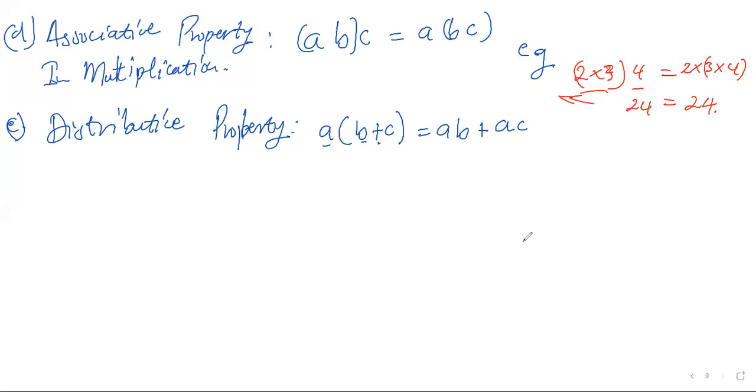Very easy. I think there's no need for me to give an example, but let me write an example. If you have 7 times 1 plus 2, it should be equal to 7 times 1 plus 7 times 2. This is 7, this is 14, so it's going to be 21. Or we can simply solve what is in brackets first. We're going to get 3 times 7 is 21. So all of them are 21. Therefore, this property is true because the left-hand side is equal to the right-hand side.